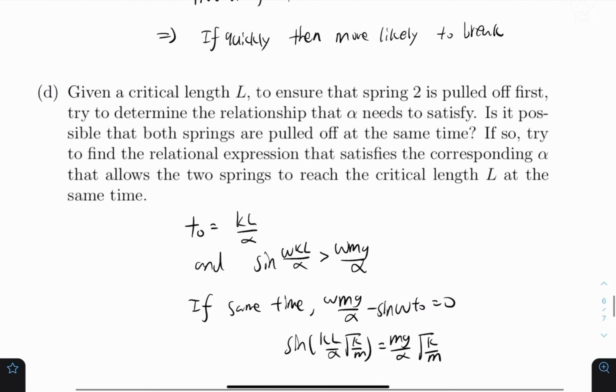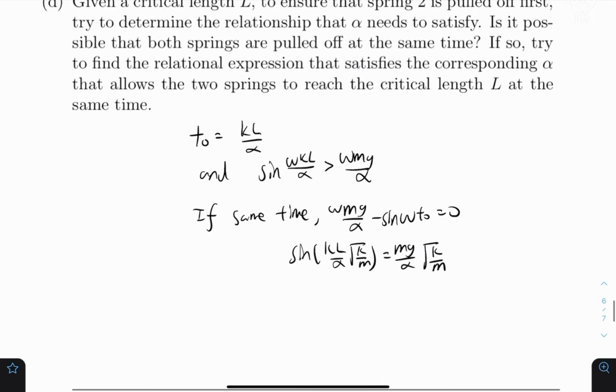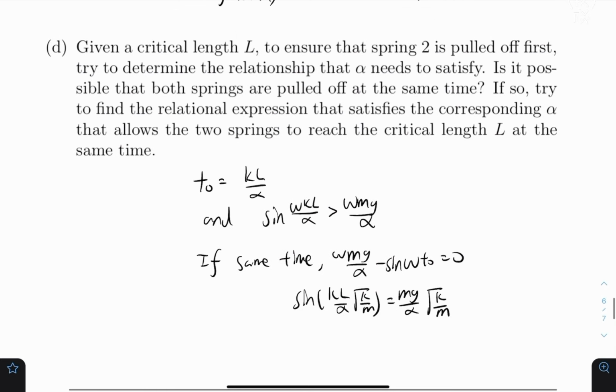And let's move on to question D. It is saying that given a critical length, to ensure that spring 2 is pulled first, try to determine the relationship that α needs to satisfy. So for this question, it's relatively simple. We just need to plug in the equation.